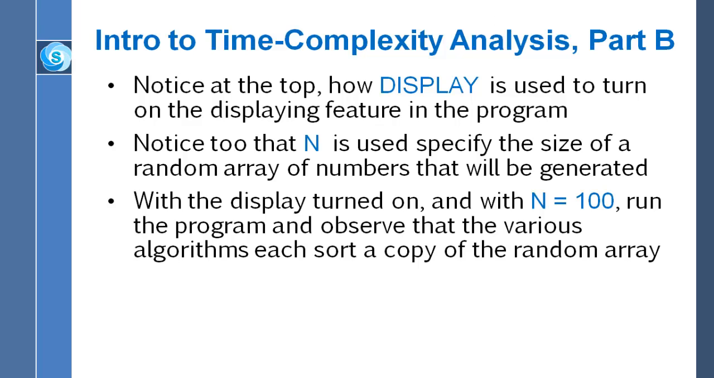Begin with n set equal to 100. So when this program runs, it'll generate an array of size 100 of random numbers, and it will invoke each of the sorting algorithms we've discussed in turn to sort a copy of that array. Okay, and the execution time for each of the sorting algorithms will be determined and displayed, right?